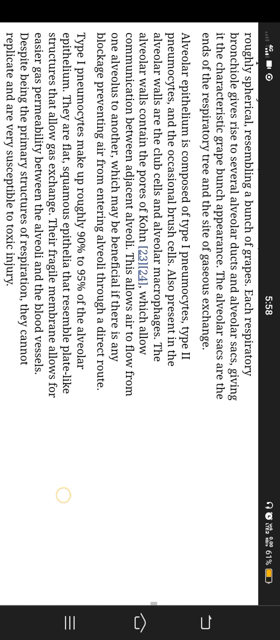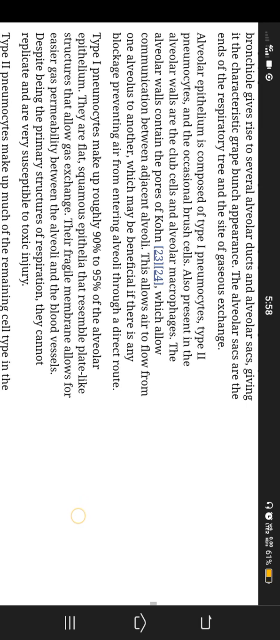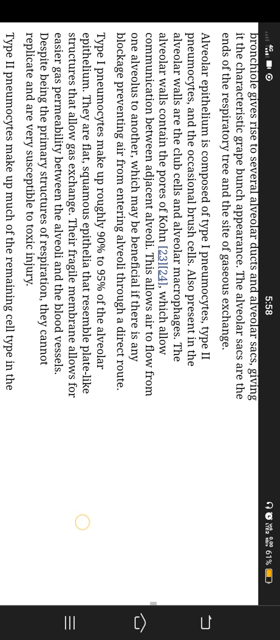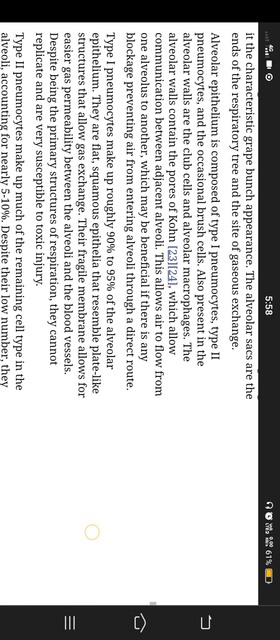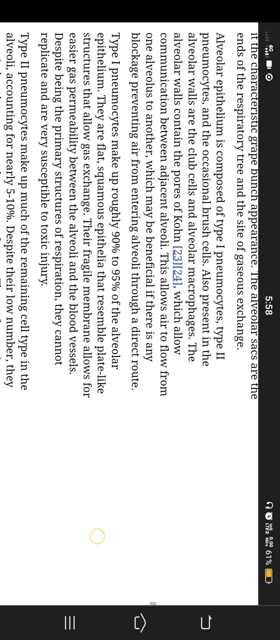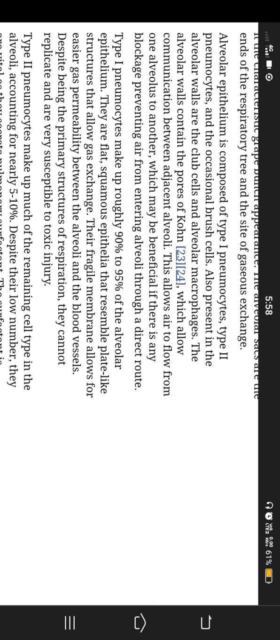Also present in the alveolar walls are the club cells and alveolar macrophages. The alveolar cells contain the pores of Kohn, which allow communication between adjacent alveoli. This allows air to flow from one alveolus to another, which may be beneficial if there is any blockage preventing air from entering alveoli from a direct route.